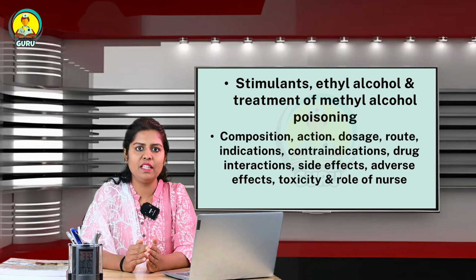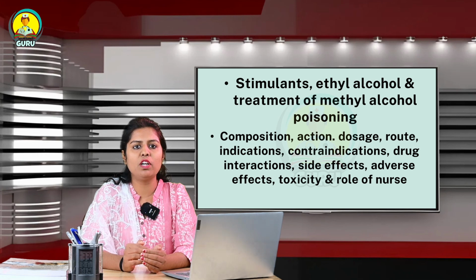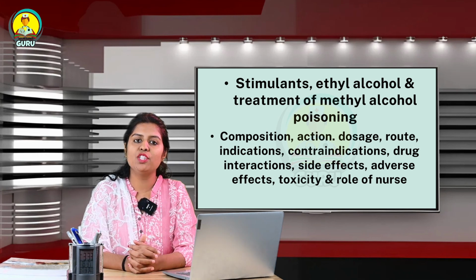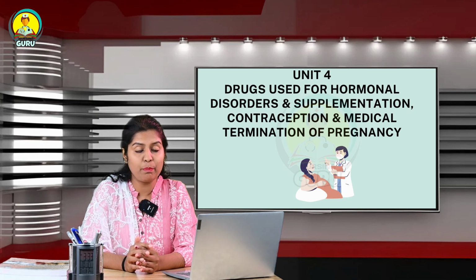Next, stimulants, ethyl alcohol and treatment of methyl alcohol poisoning. Methyl alcohol poisoning is a very important question. They may ask for 2 marks. So you need to explain what is methyl alcohol poisoning and what antidote you are going to give for that poisoning. Next, unit 4, drugs used for hormonal disorders and supplementation, contraception and medical termination of pregnancy.